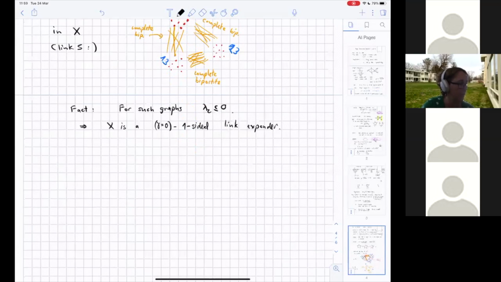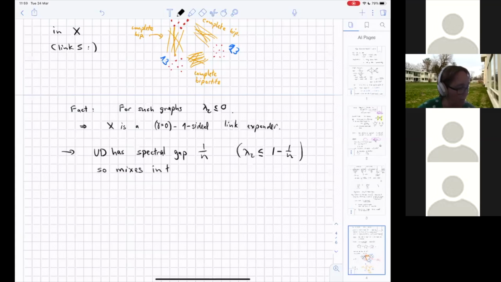So I think that completes this part. The up-down walk has spectral gap 1 over n, meaning that lambda 2 is less than 1 minus 1 over n, and so mixes in time poly n. Great. I think that's all I had to say about this. Any questions?